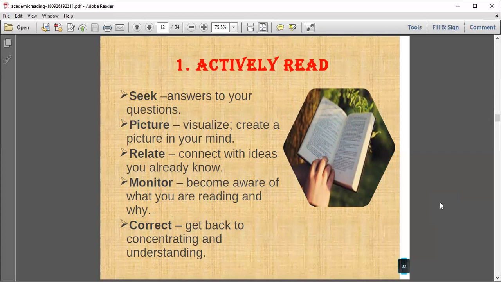Seek, it means you have to seek answers to your questions. When I say you have to picture, it means you have to visualize, you have to create a picture in your mind. When you relate, you connect with ideas you already know. When you monitor, you become aware of what you are reading and why. When you correct, you get back to concentrating and understanding.